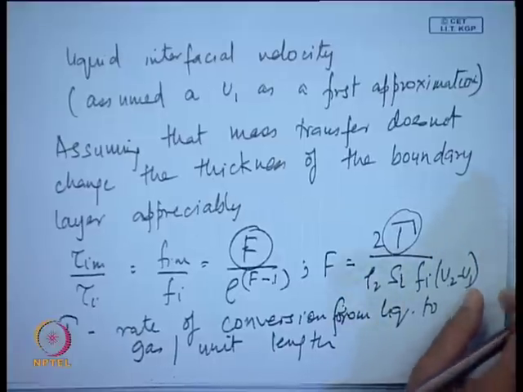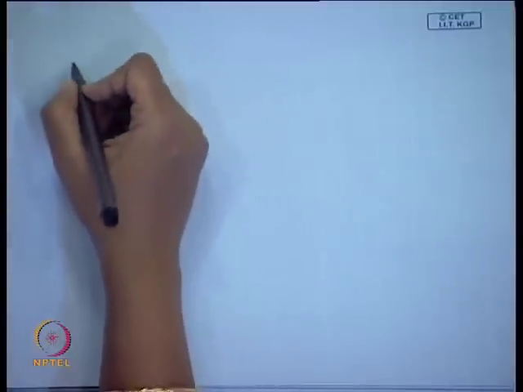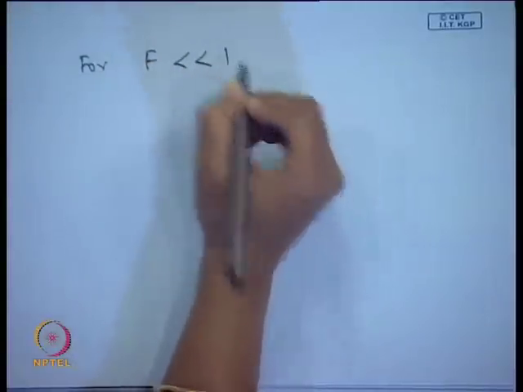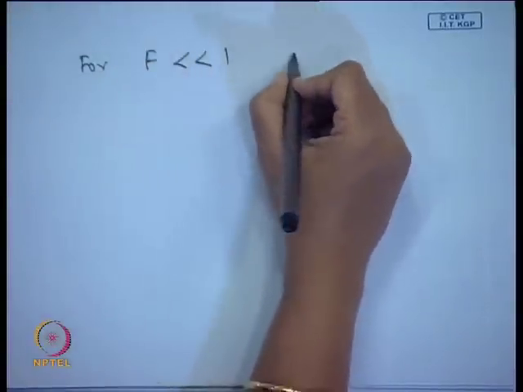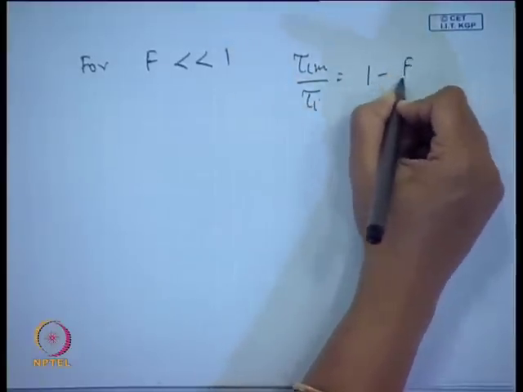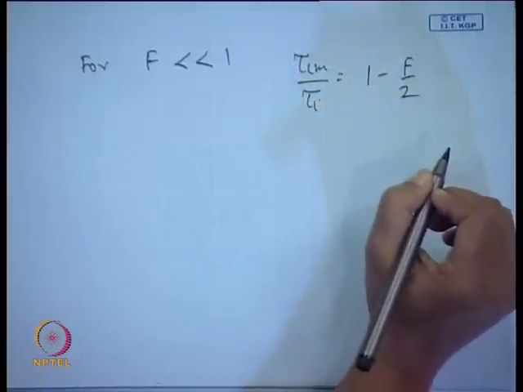Okay. Now, this gamma can be expressed as, if it is condensation or vaporization, then naturally it can be expressed in terms of heat fluxes, etc. If it is mass transfer, then accordingly we have to express it. Okay. Now, we know that for F much less than 1, tau I m by tau I can be expressed as 1 minus F by 2.